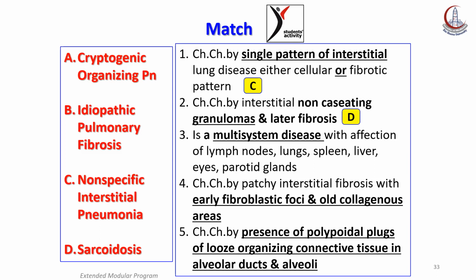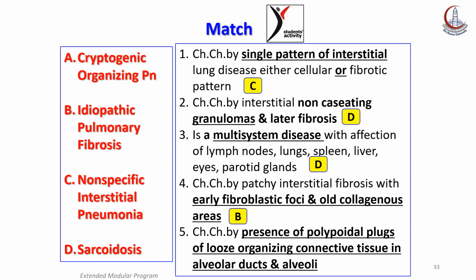There is one disease showing multisystem affection with affection of lymph node, lungs, spleen, liver, eye, parotid, and the end result will lead also to fibrosis. Yes, it is also sarcoidosis. It's a multisystem disease. Number 4, it is characterized by patchy interstitial fibrosis with early fibroblastic foci and old lesions. Heterogeneity. Which one? Yes, IPF, idiopathic pulmonary fibrosis.